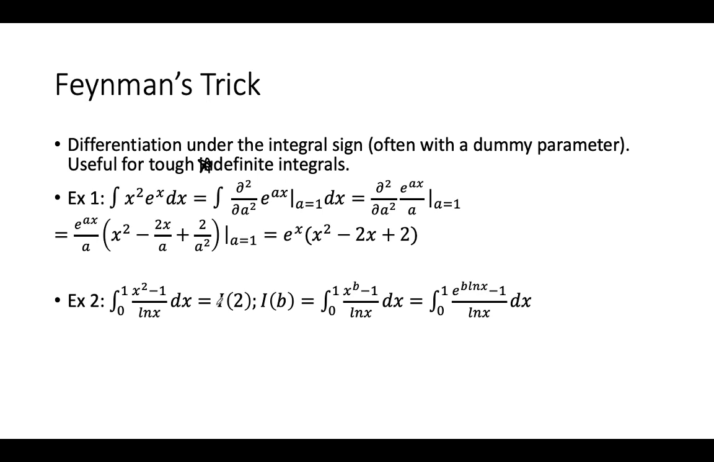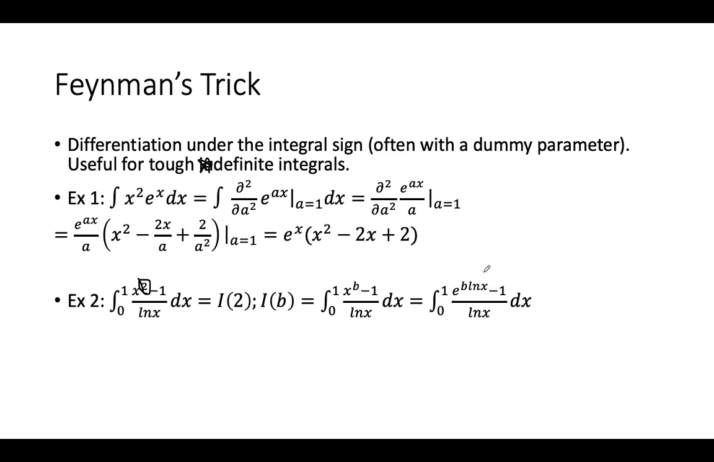And something we often do with Feynman's trick is we generalize the integral. So in this case, this is x squared. But what if it wasn't squared? What if we just generalize this to be x to the b? So that's what I've done here. This is just the case where b equals 2. So you have this integral here. And this is the integral of (x to the b minus 1) over ln of x. And the key point here is that this is e to the b ln of x, right?